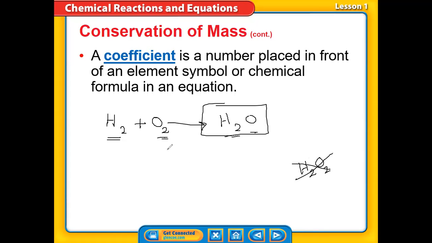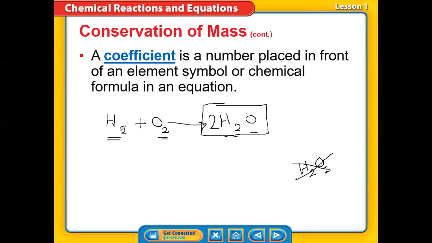So we never change subscripts, but we balance by changing coefficients. Let's see how we could balance. Here we have 2 oxygens, but here 1. Which side needs to increase? This one, the water. So we add a coefficient 2. Like this, we have 2 oxygens here and 2 oxygens here. But how many hydrogens do we have now? 4. Remember, we multiply the coefficient by the subscript. So there are 4 hydrogens, but on that side we just have 2.